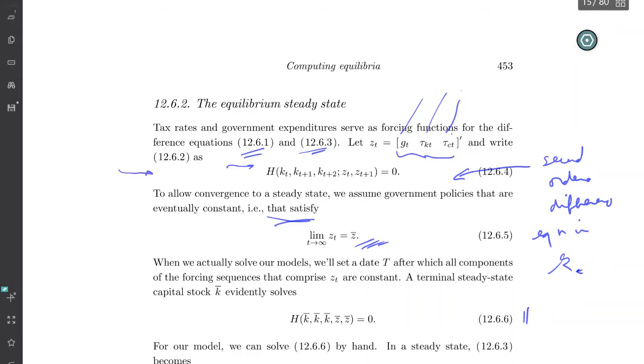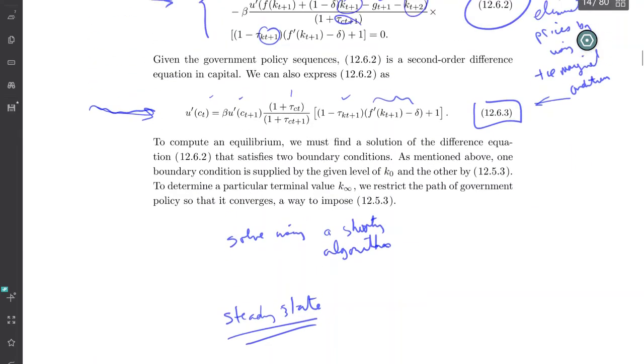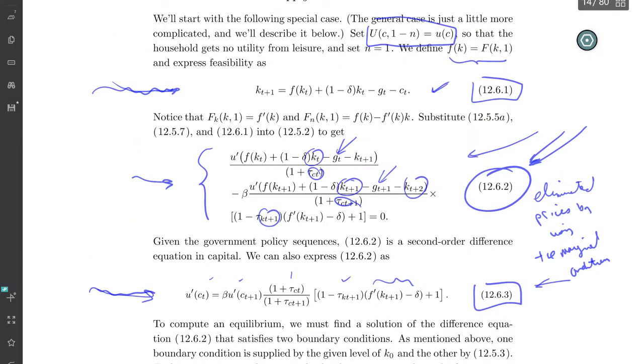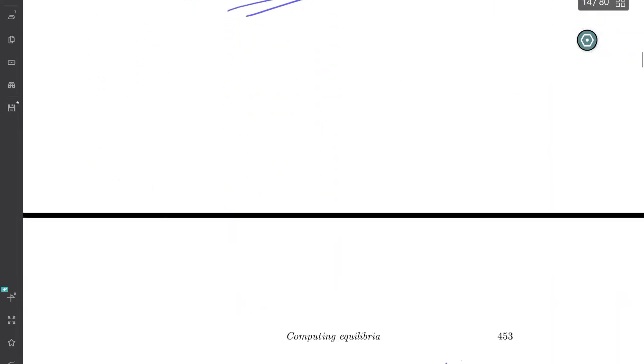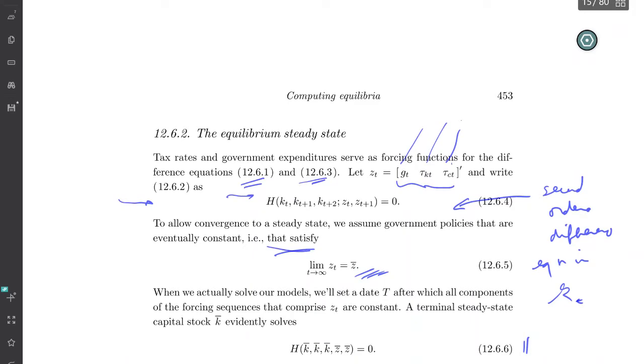Where did we get it from? We got it from combining the marginal conditions for the firm for capital accumulation, and the marginal condition, first order condition for consumers for intertemporal consumption. We boil it down to this one equation right here. We chose to write it implicitly like this.